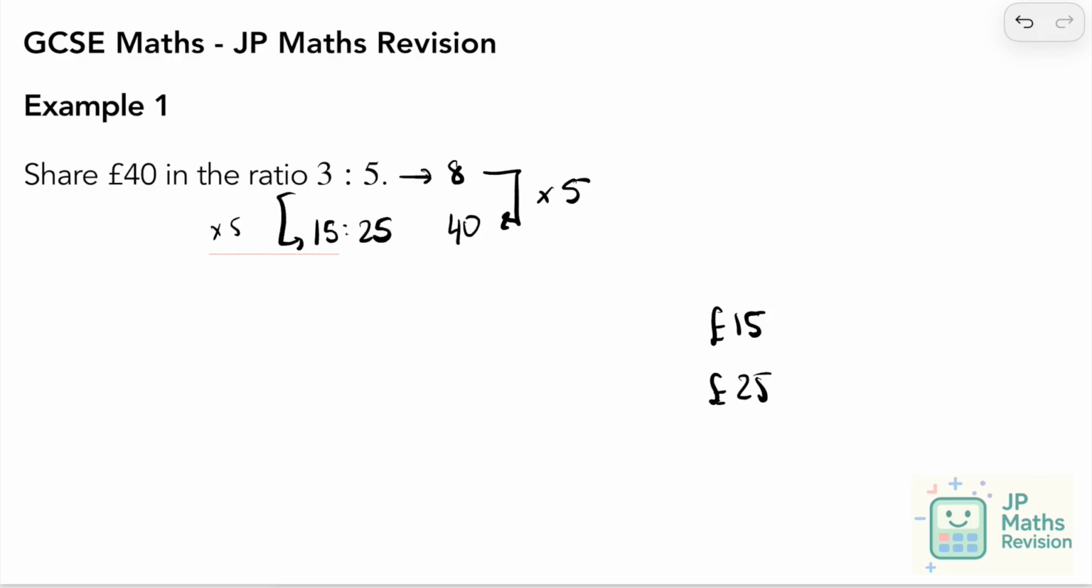So in other words, if we were sharing between two people, one person would get £15 and the other person would get £25.